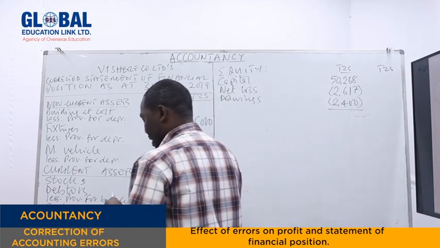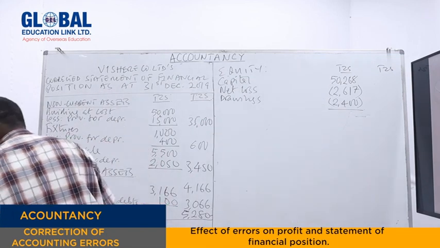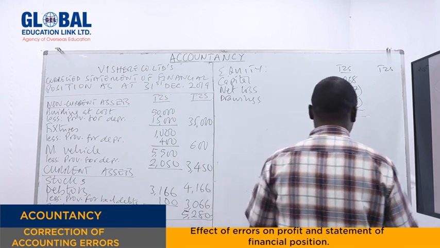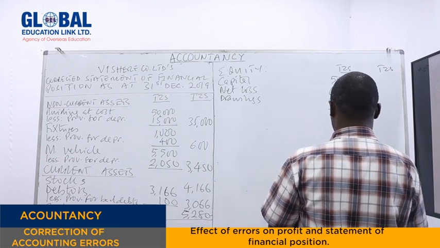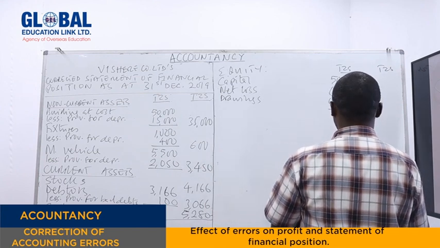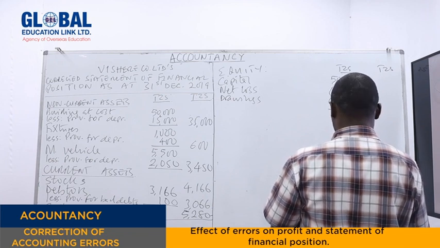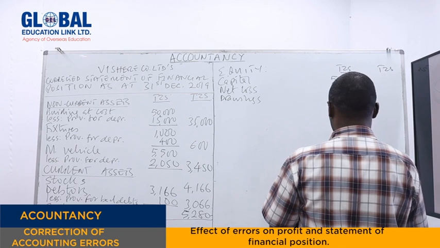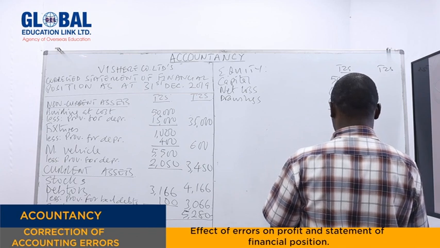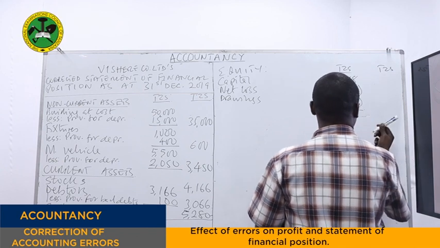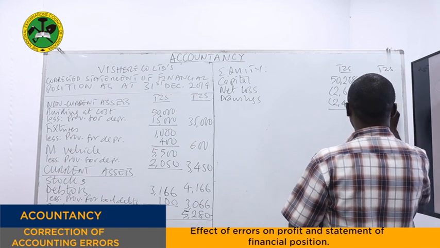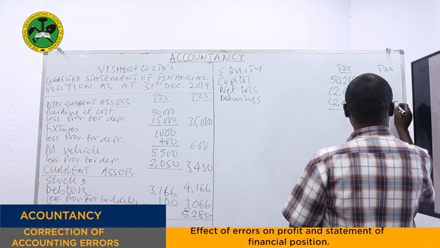So let us get the net equity. 50,268 less 2,617 less 2,400. We get 45,251.